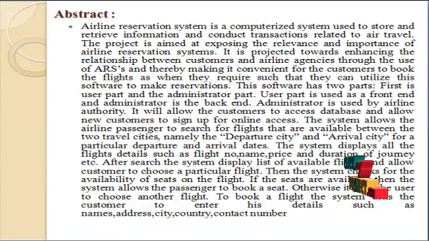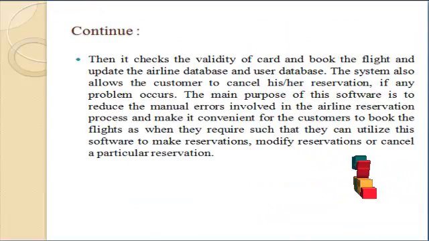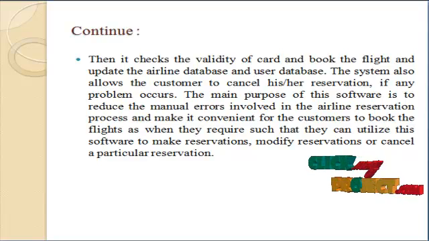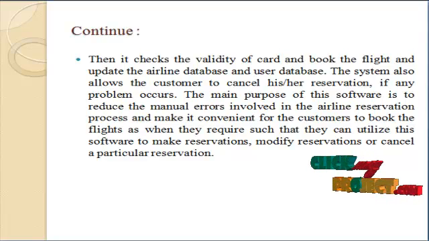To book a flight, the system asks the customer to enter his details such as name, address, city, country and contact number. Then it checks the validity of the card, books the flight, and updates the airline database and user database. The system also allows the customer to cancel his air reservation if any problem occurs.